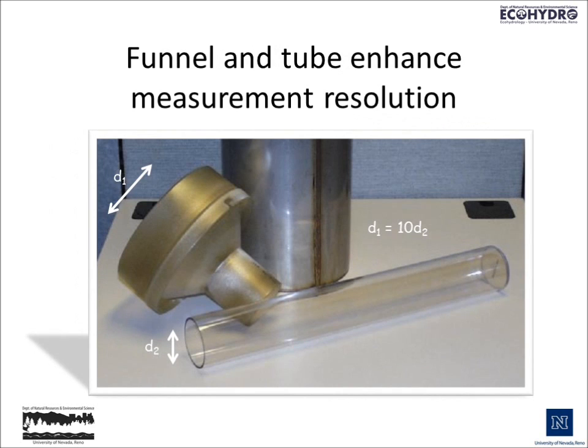And the funnel and the tube enhance measurement resolution. They do this by having a differential diameter. The diameter in the funnel that carries water into the measurement tube in the middle is about 10 times the diameter of the tube in the middle, which gives us an enhanced resolution, a resolution that's a factor of 10 different than it might be if we just filled up the can itself.